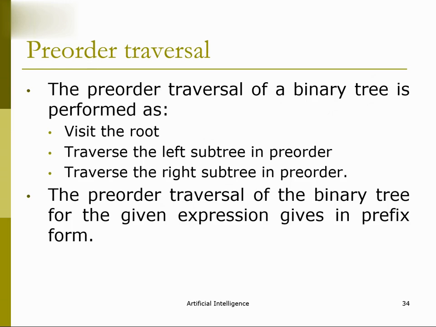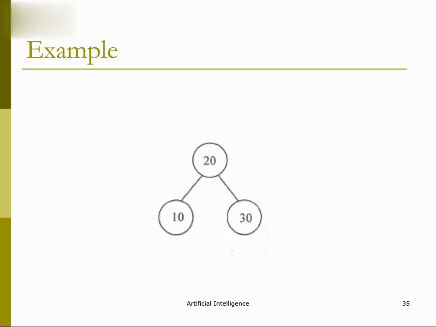Then pre-order traversal is performed in this sequence: root, then you traverse the left subtree in pre-order, then the right subtree in pre-order. So this pre-order traversal will result in a prefix expression. For example, in this tree, when we perform pre-order traversal, it would be root, left, and then right. So it will be 20, 10, and 30.